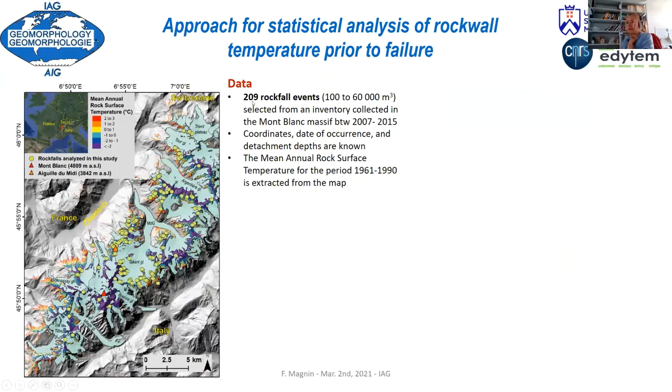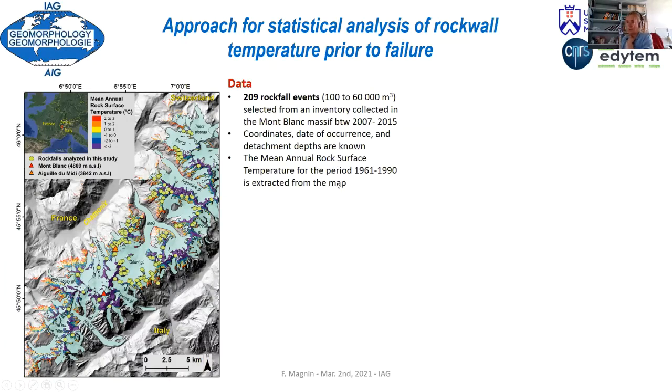So for this analysis, we have used 209 rockfall events that are mapped here. Those are the green dots. They overlay a map of mean annual rock surface temperature that was created much earlier, and that is representative of the steady temperature for the period 1961 to 1990. And for all these rockfalls, we knew the mean annual rock surface temperature, we knew the exact location of detachment, we knew also the date of occurrence and the depth of the detachment.